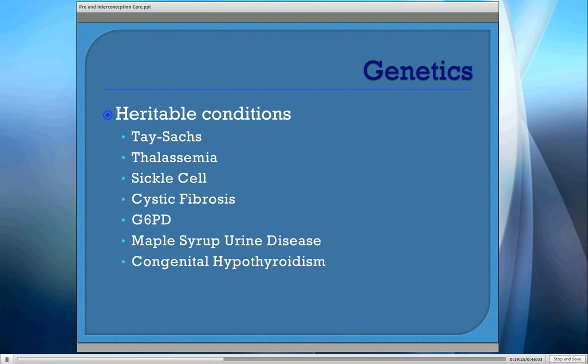A range of genetic conditions can affect reproductive outcomes. A comprehensive history is necessary to determine if additional counseling or referrals are needed. All patients with known heritable conditions such as sickle cell anemia, cystic fibrosis, and G6PD should be offered genetic counseling services prior to conception.